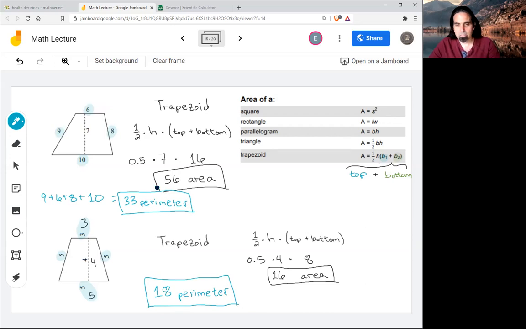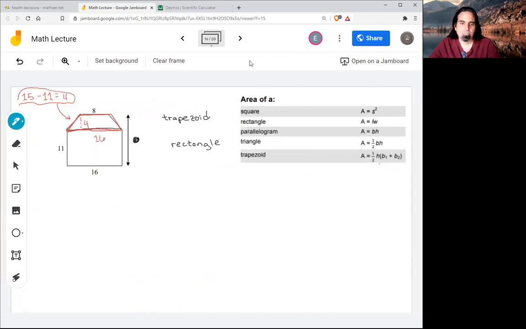We're on a roll. Okay, so the trapezoid part. So same formula, 0.5 times the height times the 8 plus 16, so 24. So half of 4 is 2, 2 24s is 48. But we're not done because we have to add it to the rectangle.